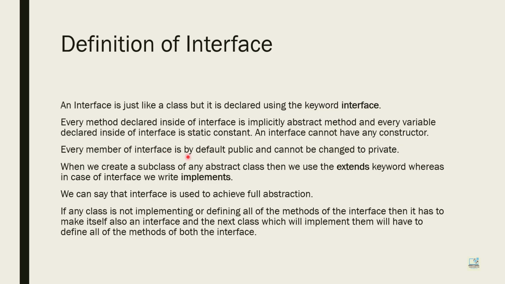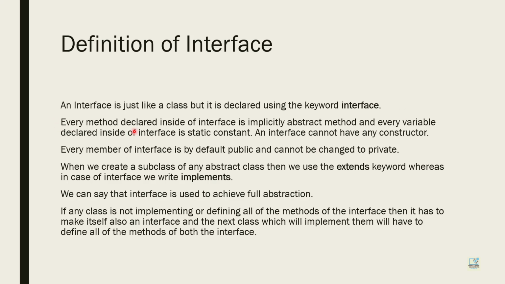Now what is an interface? An interface is just like a class. Always remember, it is just like a class. It is not a class. But it is declared using the keyword interface. That is the difference. When you declare any class, you write class, like class Employee, class Student, class Management. But when you are declaring an interface, you write interface, like interface Employee, interface School, like that.